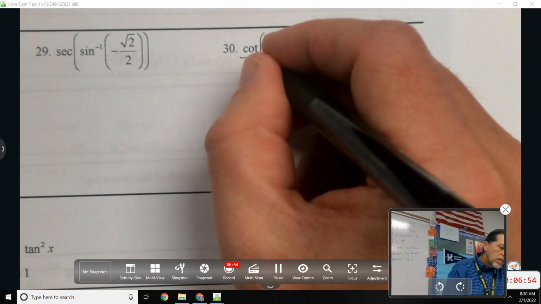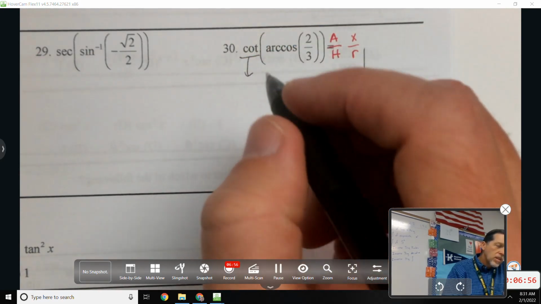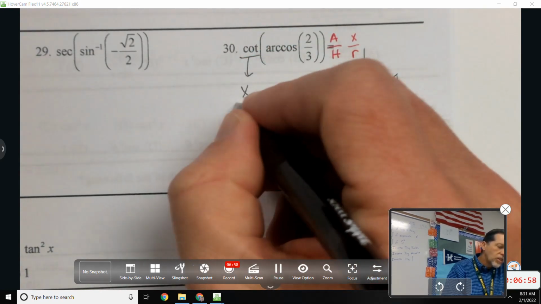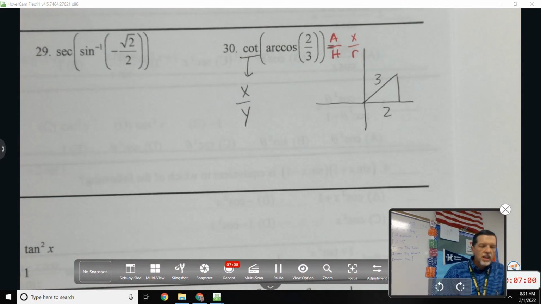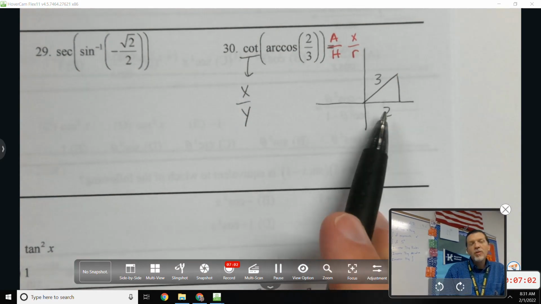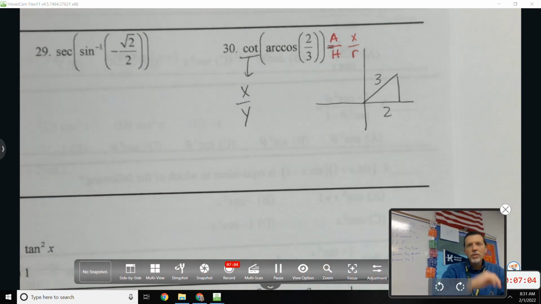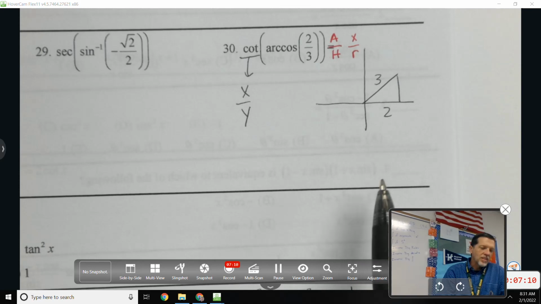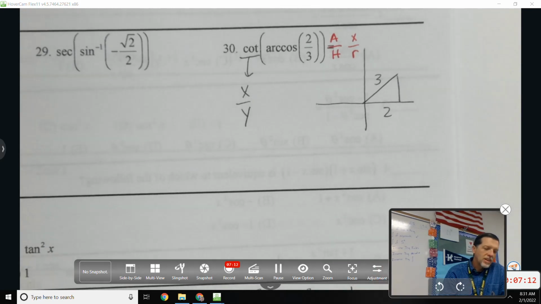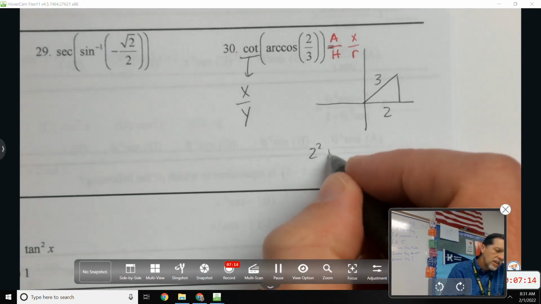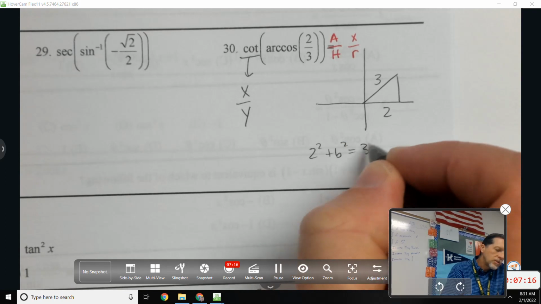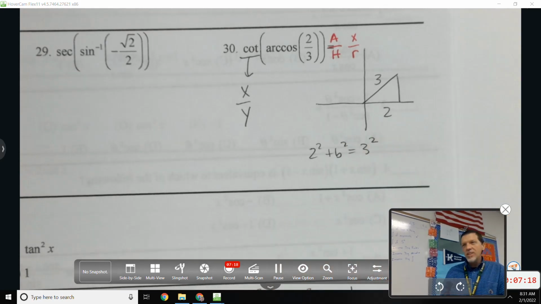Wait, it's 2. It's not 1, is it? Cotangent is x over y. That's not a triangle. Yeah, that's not a special right triangle. Yeah. 3, 4, 5, 5, 12, 13. That's about it. 8, 15, 17. But this isn't that. So how do I find the missing side? A squared plus b squared equals c squared. Make sure that the c squared is the hypotenuse, right? So you don't add 2 squared and 3 squared.